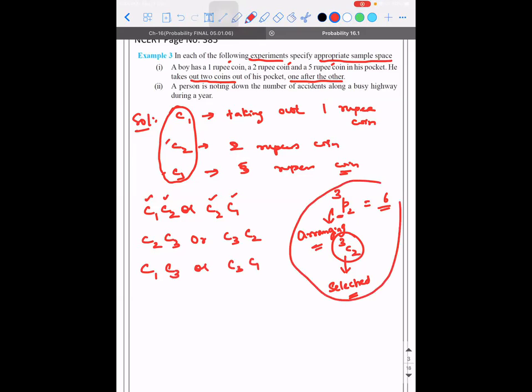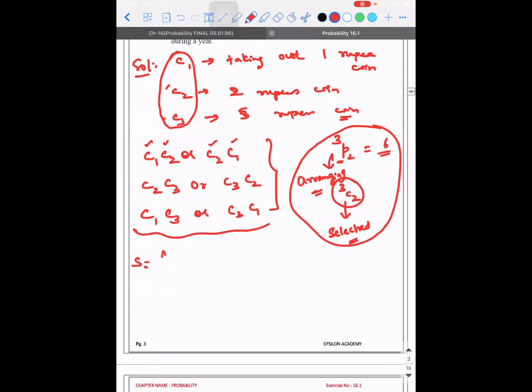See, if you don't get this idea, also not an issue. If you're able to think in these terms, that is more than sufficient. If you're able to think in the terms that I've written on the left-hand side, that's more than sufficient. So what is going to be the sample space? It will be C1, C2, C2, C1, C2, C3, C3, C2, C1, C3, C3, C1. Guys, does this make sense? Is there anyone having a doubt? No, sir.